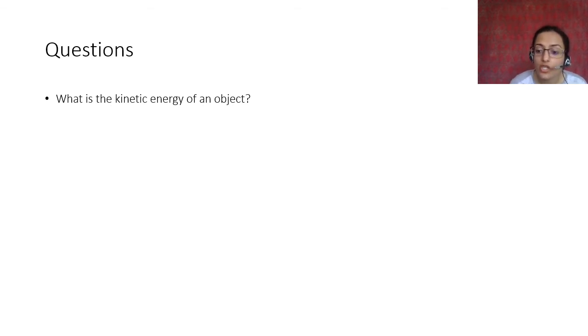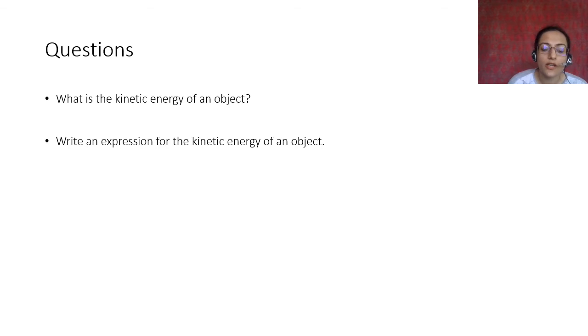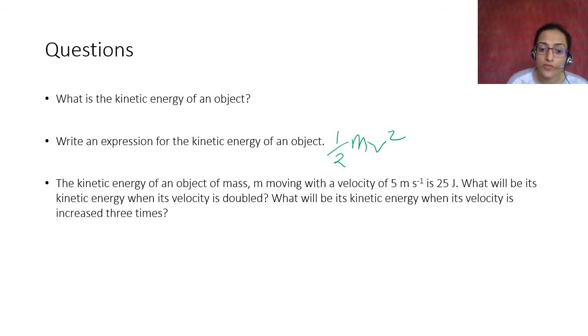So what is the kinetic energy of an object? Kinetic energy of an object is the energy possessed by an object due to its motion. Write an expression for the kinetic energy of the object, half mv square. Okay. The kinetic energy of an object of mass m, moving with a velocity of, okay, let's see, energy. Kinetic energy is given. We write kinetic energy as Ek is equal to 25 joule, mass is m, velocity is 5 meter per second.